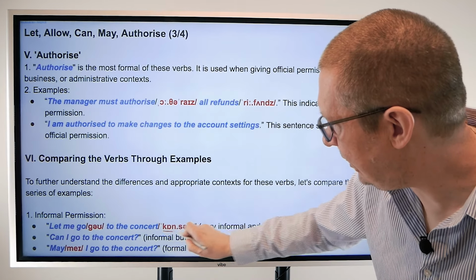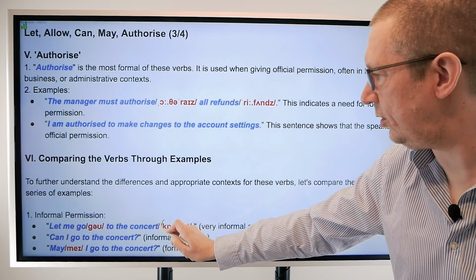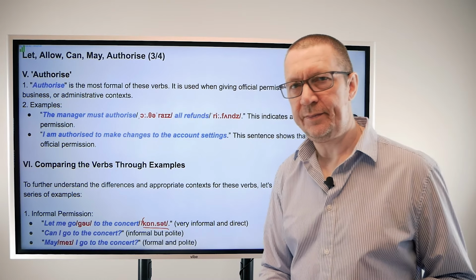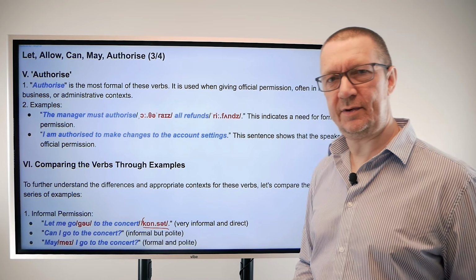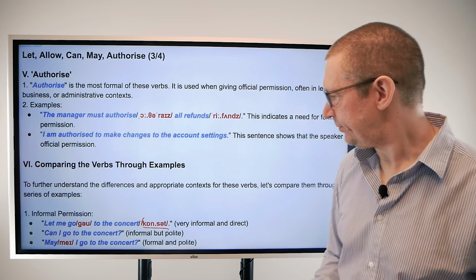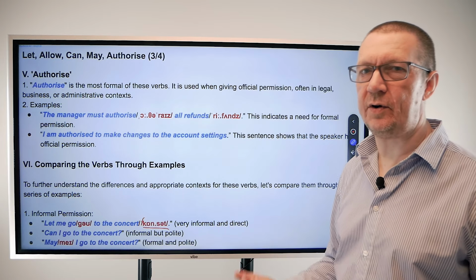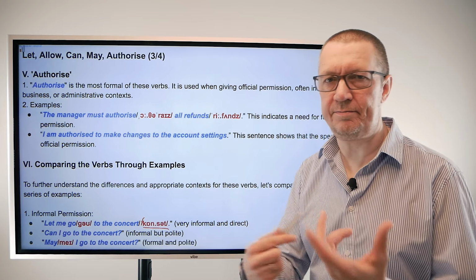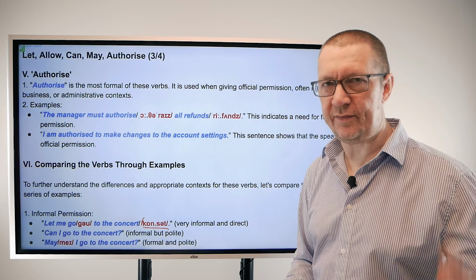We've just highlighted here this word, concert. It's concert, concert. We don't say concert, we say concert. Okay. So it's quite informal, it's quite direct, and it's used pretty much between family, friends, and that kind of thing.